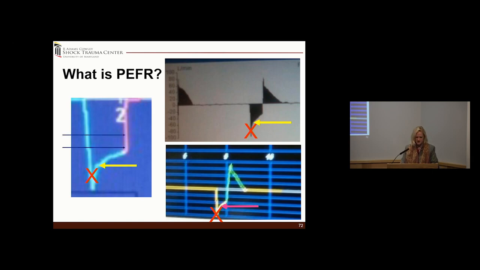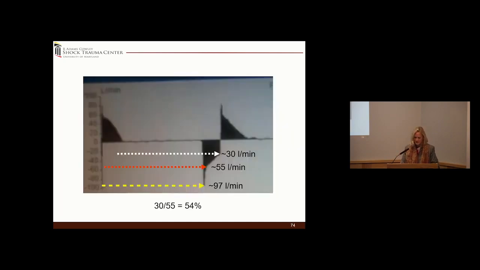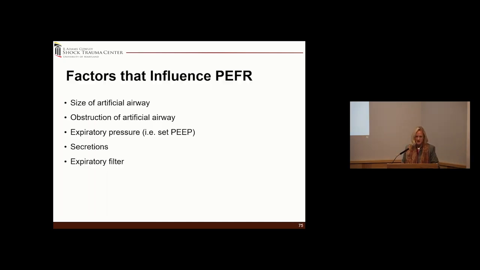So that's the difference there, just another example of what not to measure and what a normal one would look like. Let's see. So what are factors that influence peak expiratory flow rates? What could make something appear with that spike or change suddenly?